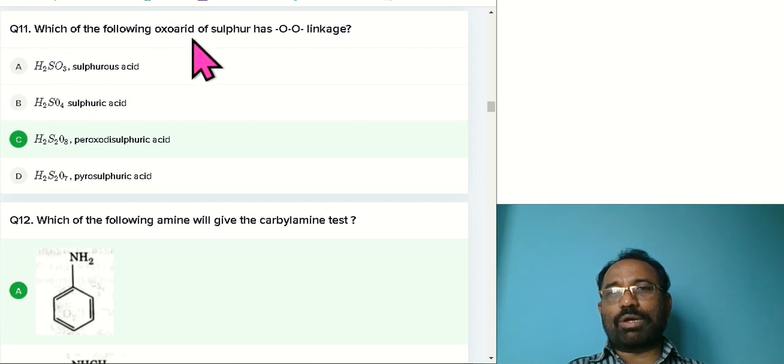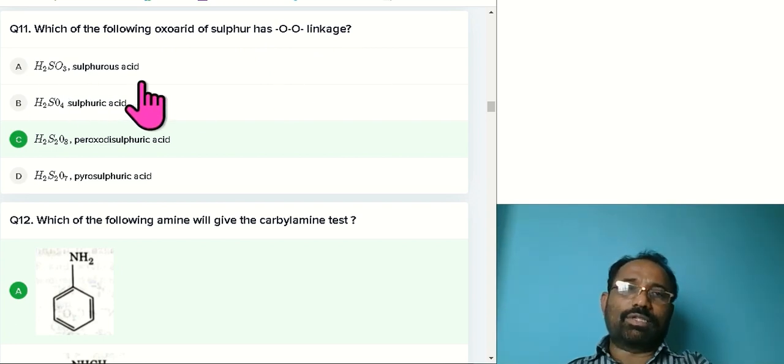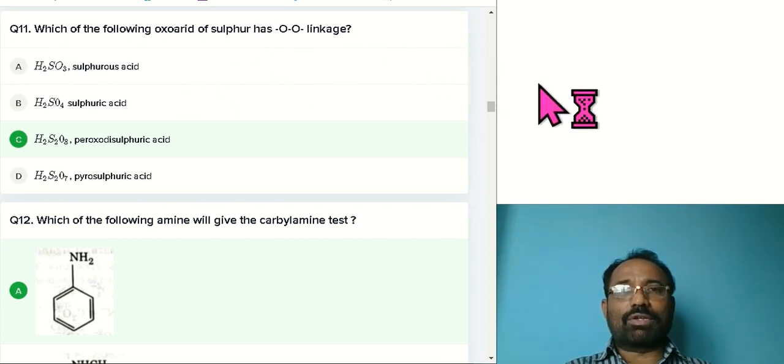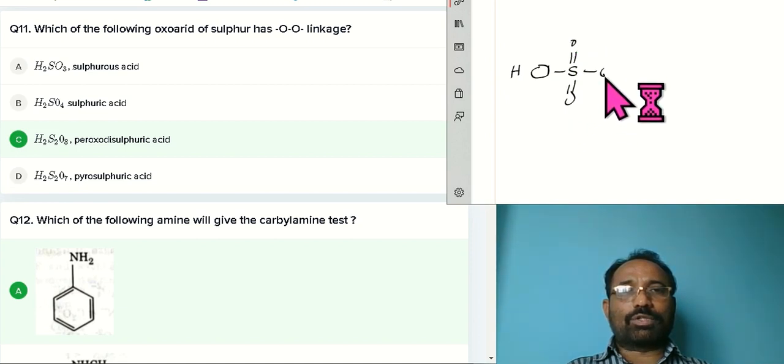Which of the following oxyacids of sulfur has an oxygen-oxygen linkage? Generally, peroxy acids have oxygen-oxygen linkage. Let us see the structure of peroxo acids. This is the structure of peroxodisulfuric acid. This peroxodisulfuric acid has the oxygen-oxygen linkage.